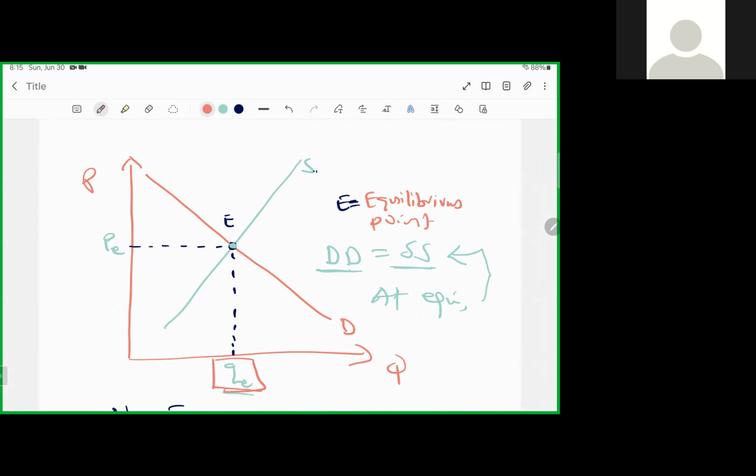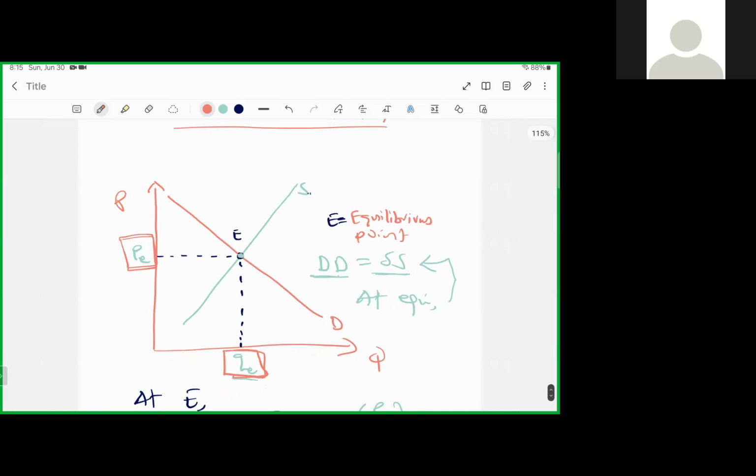This QE is the equilibrium quantity, which means that at equilibrium, demanders are willing to buy this particular commodity at price PE. Suppliers are also happy to sell this particular commodity at price PE. Demanders are willing to take this number of commodities, which is QE. Suppliers are also willing to supply or to exchange QE. Which means that at equilibrium, there is consensus between the demand side and the supply side.